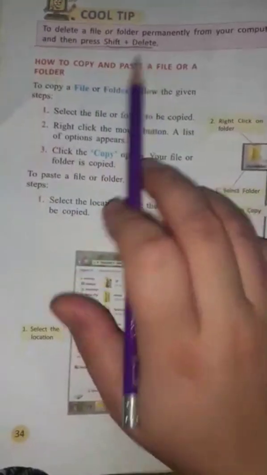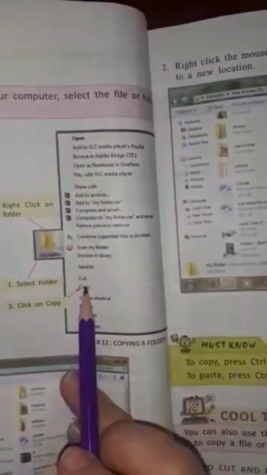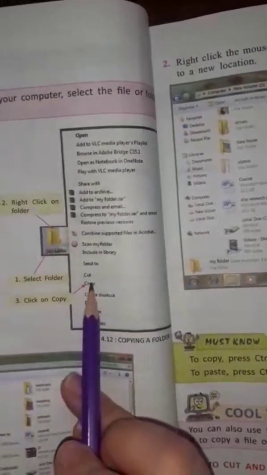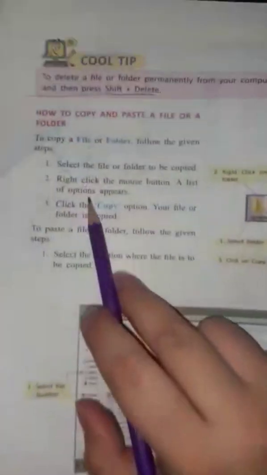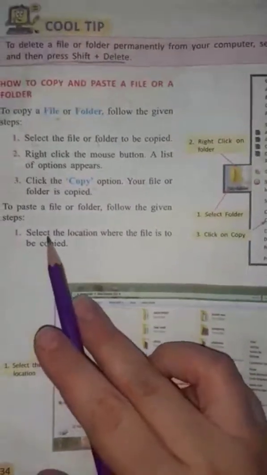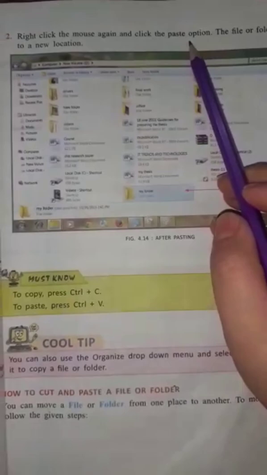Okay, how to copy and paste. To copy files and folders, follow these steps: select the files and folders, then you have a list. This list has copy and cut. You will click on copy, then select the location where you want to paste it. Then you will right click on the mouse and click the paste option.